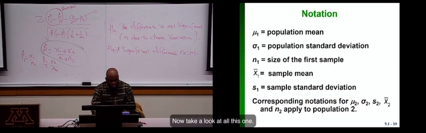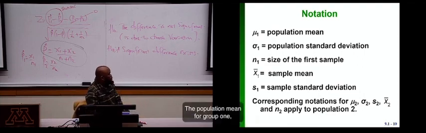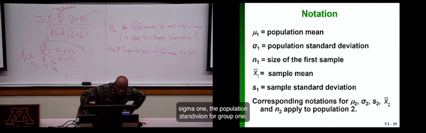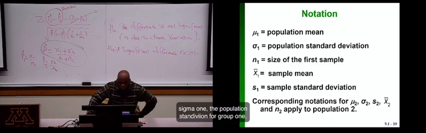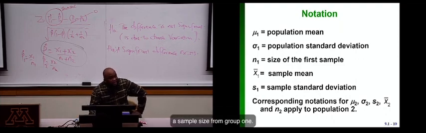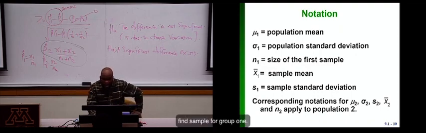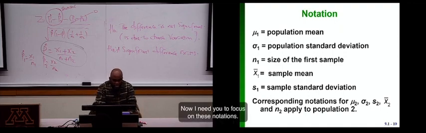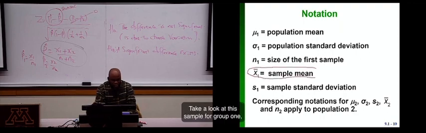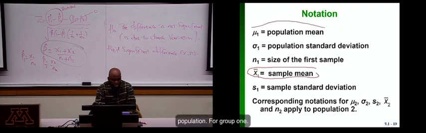Okay, now I'm going to introduce the notation. Take a look at all this. Mu 1, the population mean for group 1. Sigma 1, the population standard deviation for group 1. Of course, we're going to take a sample from group 1, and from the sample we're going to find the sample mean for group 1. Now, I need you to focus on this notation. Take a look at this. Sample mean for group 1. Population mean for group 1.